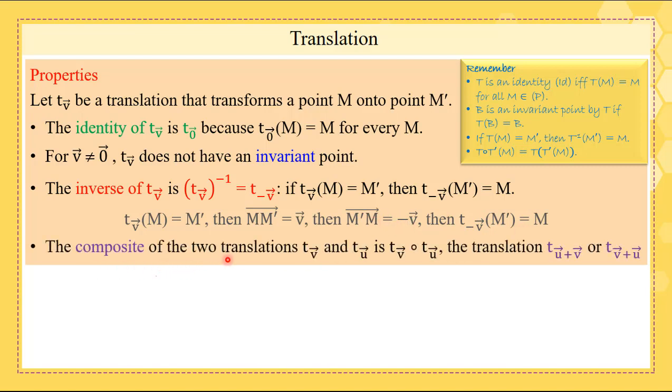The composite of the two translations T_V vector and T_U vector is denoted by T_V vector round T_U vector. It is the translation by vector U plus vector V, or translation by vector V plus vector U.